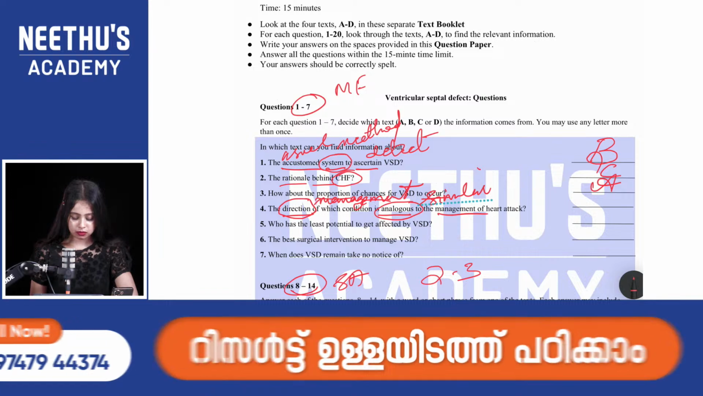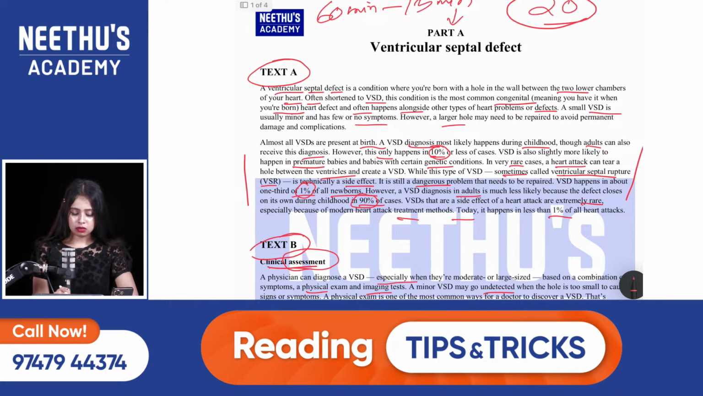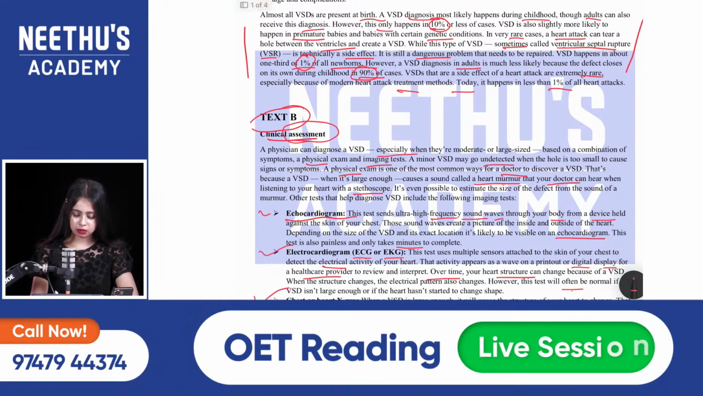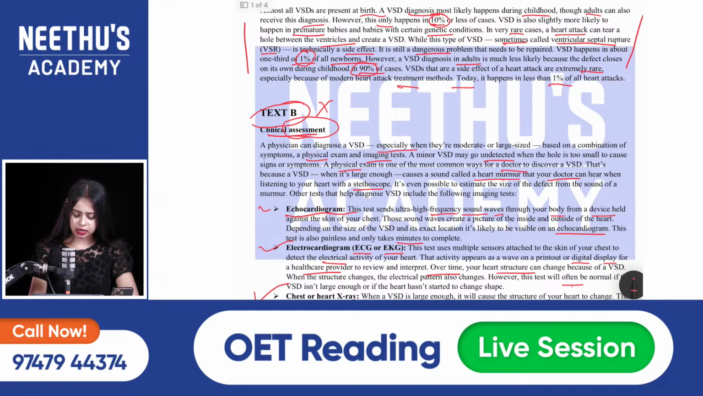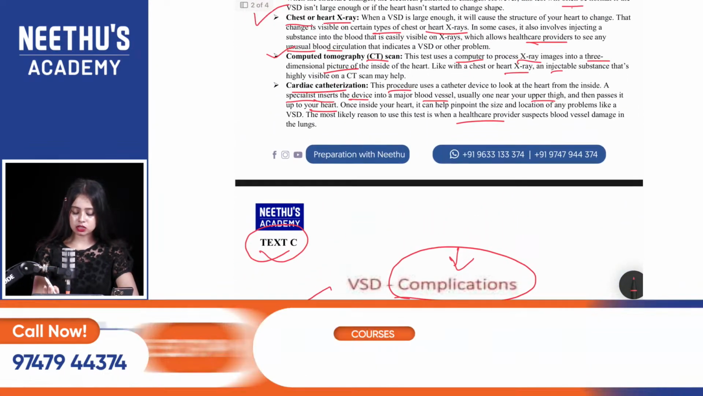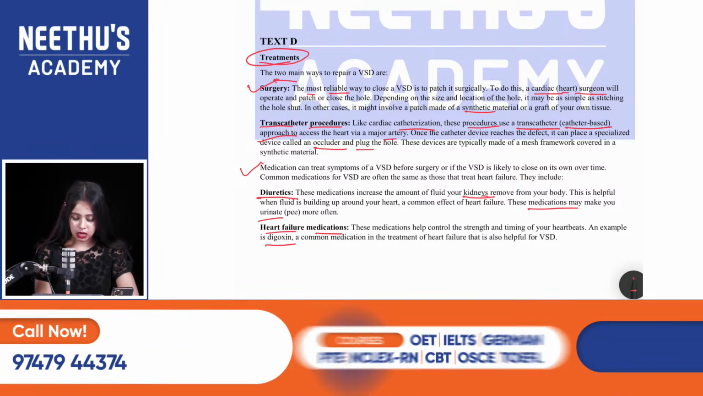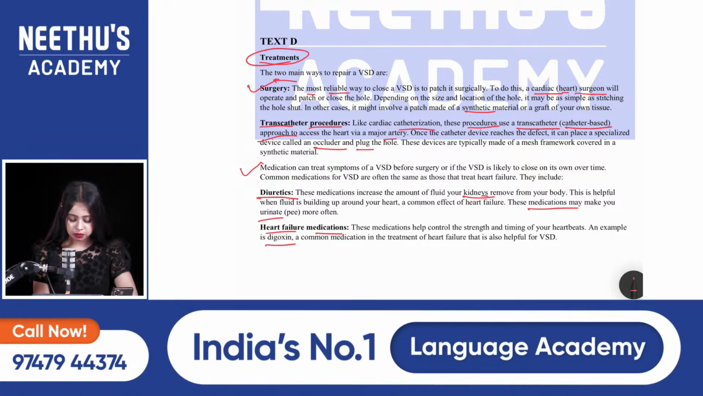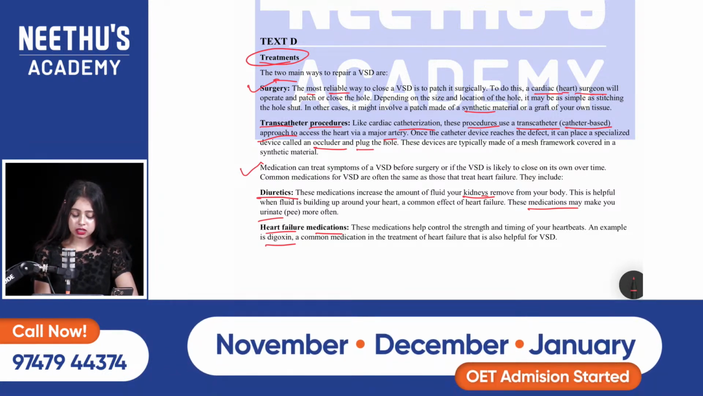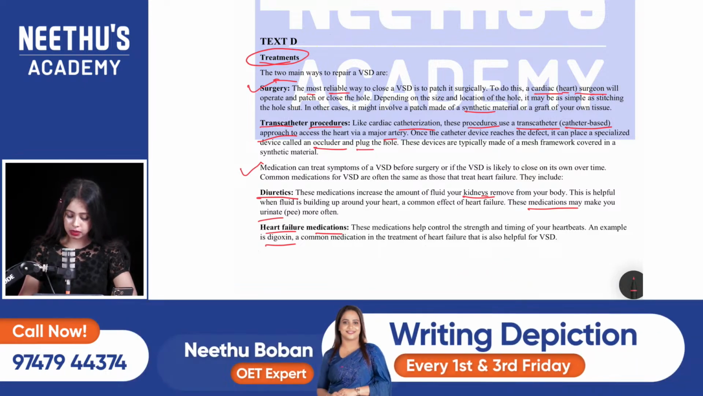Is it in text A? No. Not in text A. Text B? It is not management, that is clinical assessment. Text C, of course, not text D? Text C is all about complications, nothing mentioned about management. Treatments, yes. So what is a similar treatment, or where is it mentioned? The management of which condition is similar to the management of heart attack? Where is it mentioned? Let me know in the comment box.